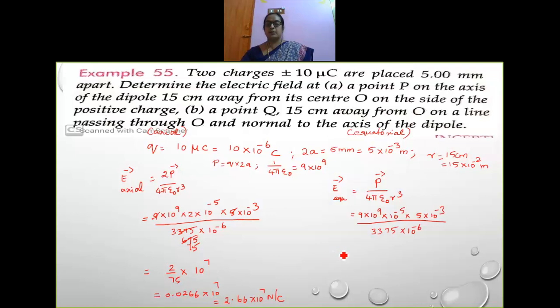So the simplified form of this will be, again 5 gets cancelled, 675, again 9 gets cancelled out to 75. So here it is 2 by 75, here it is 1 by 75. So half of it, right? So 10 power 7, now your answer will be 0.0133 into 10 power 7, arrange in SI unit. So it will be 1.33 into 10 power 7 Newton per Coulomb. Right? You understood this problem?